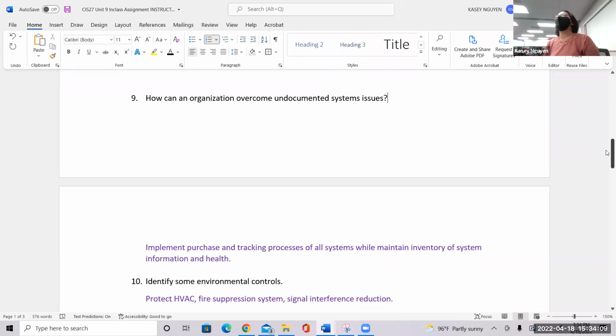Fire suppression system. Here, I think they're using water, but your building cannot pass fire code if there's no fire suppression system.